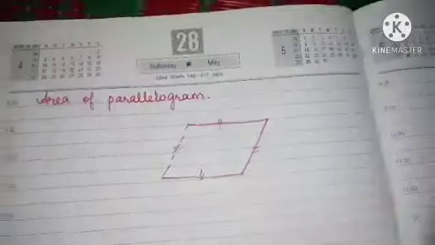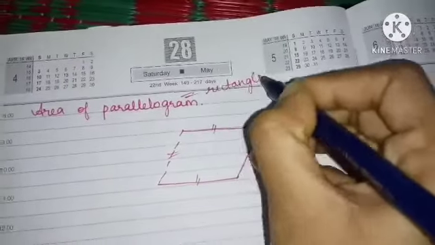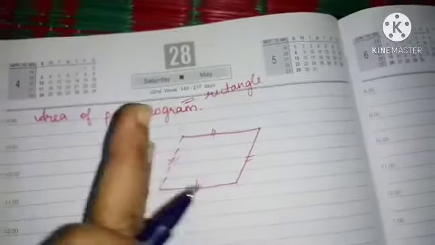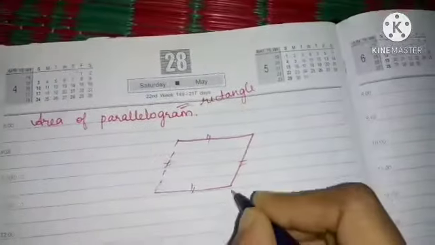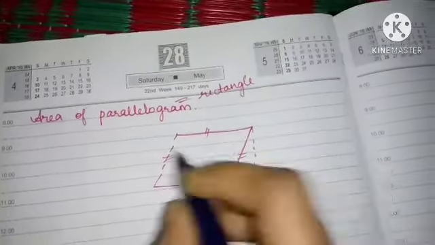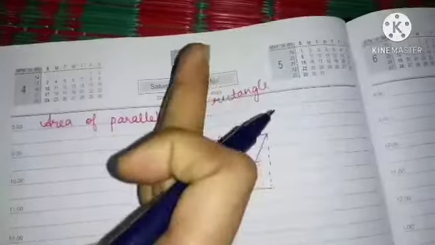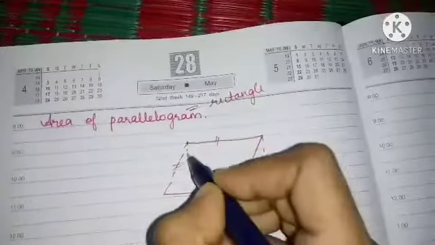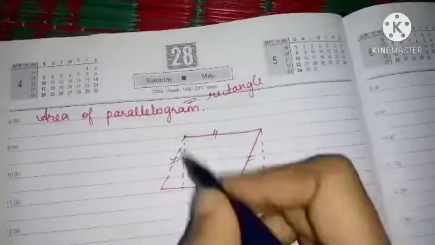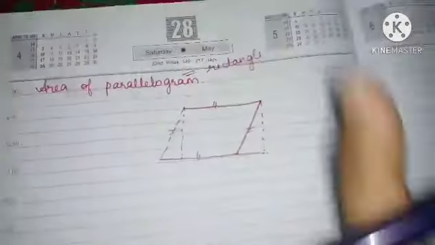So more or less a parallelogram is equal to a rectangle. How? See, if I make this parallelogram somewhat steady, if this line comes straight, this will automatically come straight. If it comes like this, this also will come like this. So automatically it will become a rectangle, correct? So a parallelogram is equal to a rectangle.